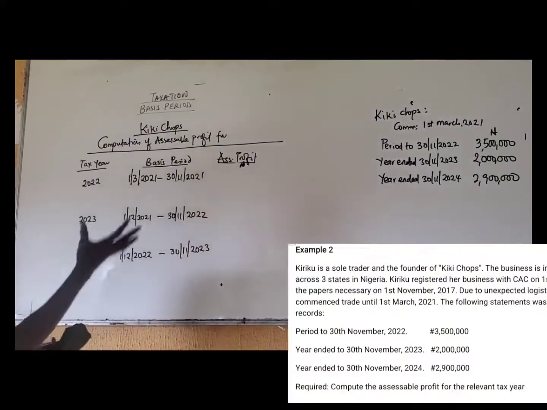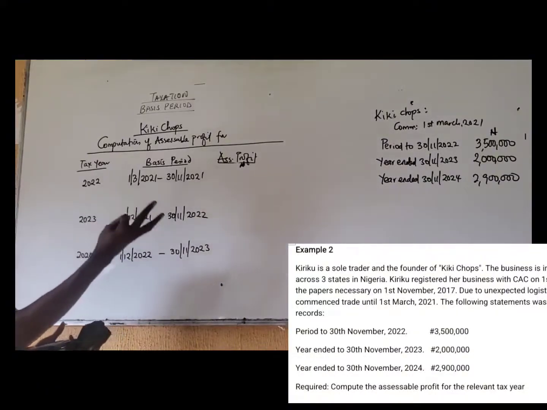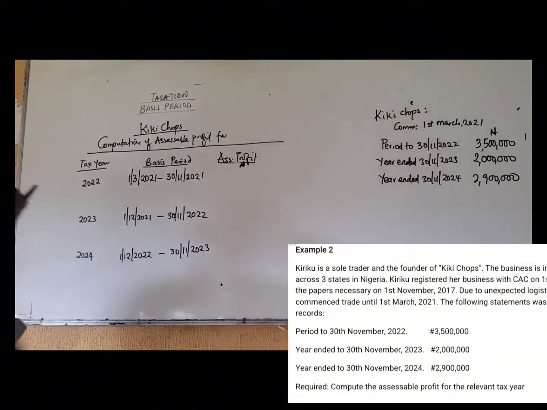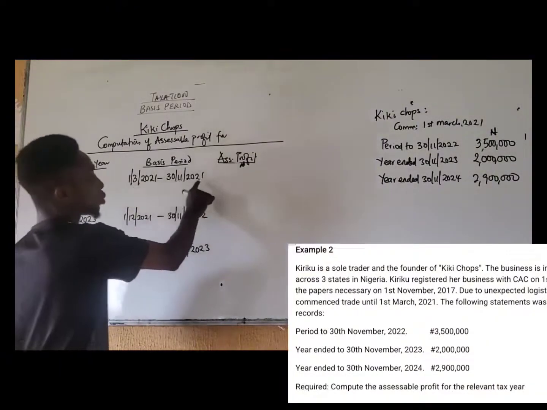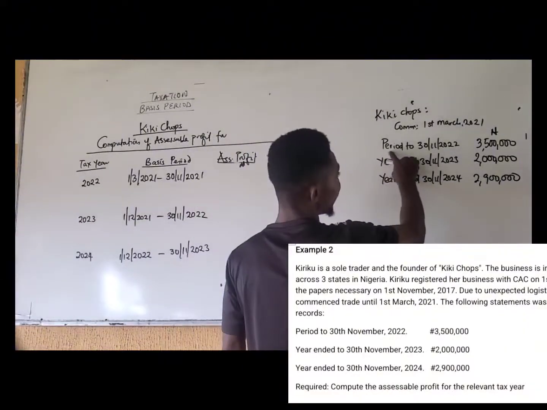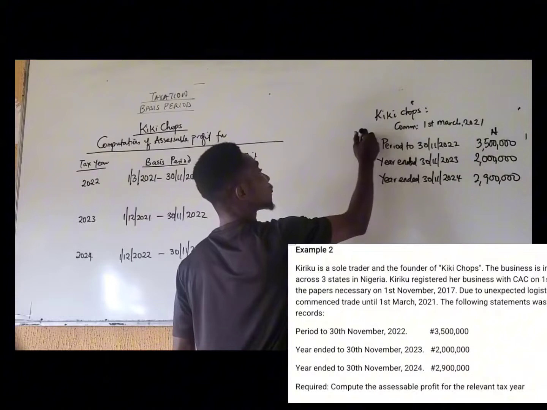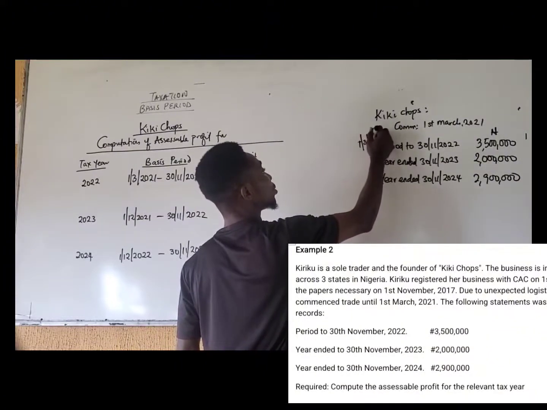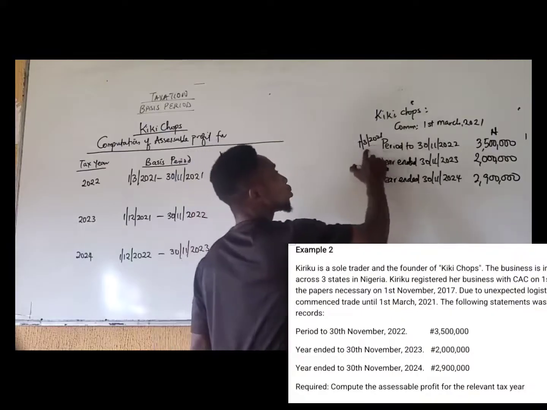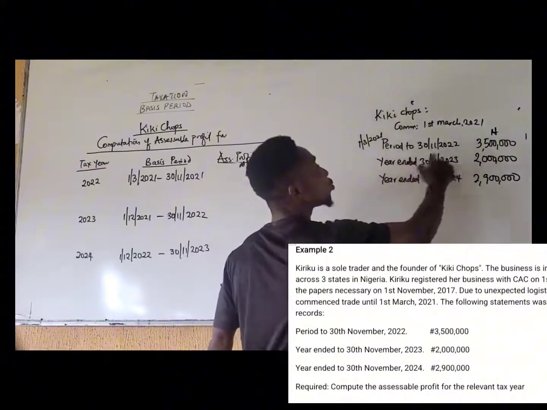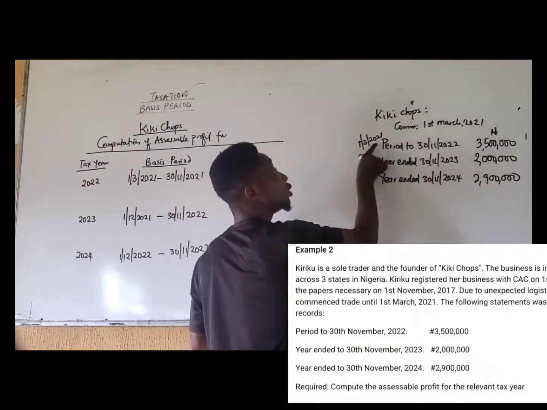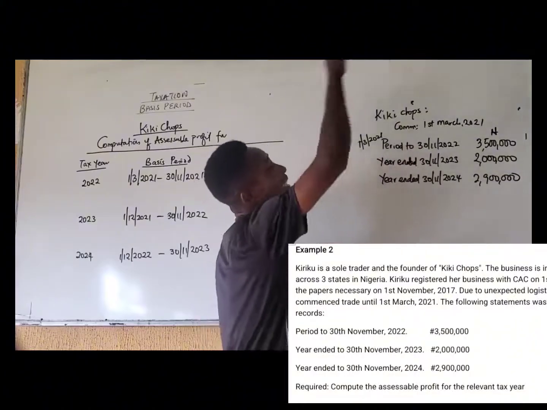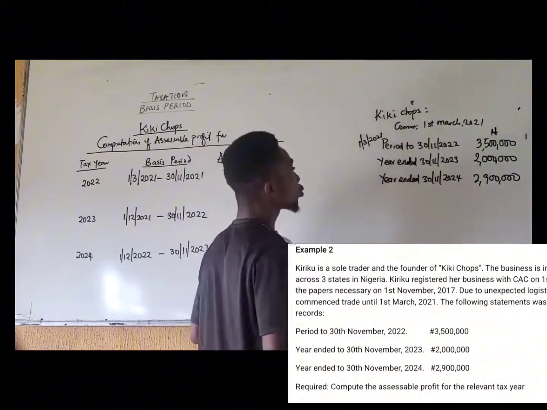March to November is how many months? March, April, May, June, July, August, September, October, November. Okay, March to November is 9 months. So we're looking for profit of 9 months, March to November 2021. And we are given the first period, the date of commencement, which is on 1st of March 2021, to November 2022. Wow, that's a long period. Now take note, they didn't end in November 2021. They extended to November 2022. So that's a very long period.